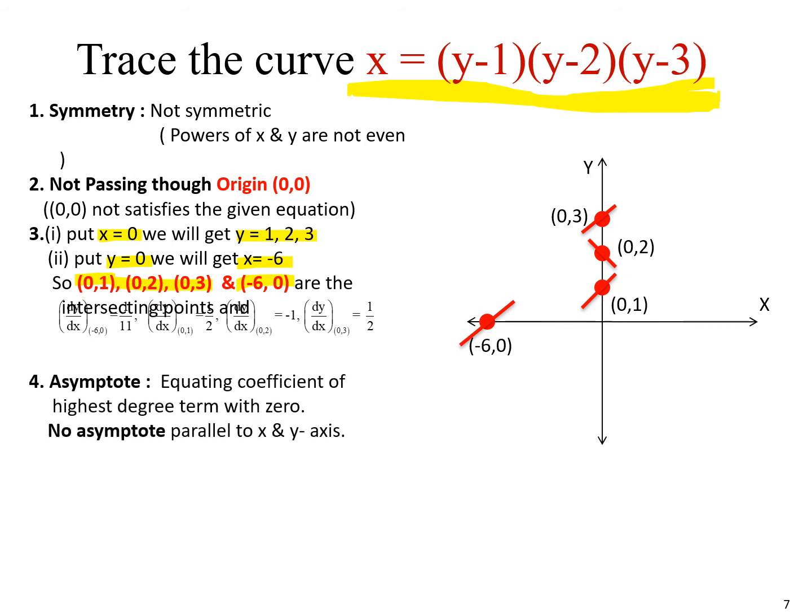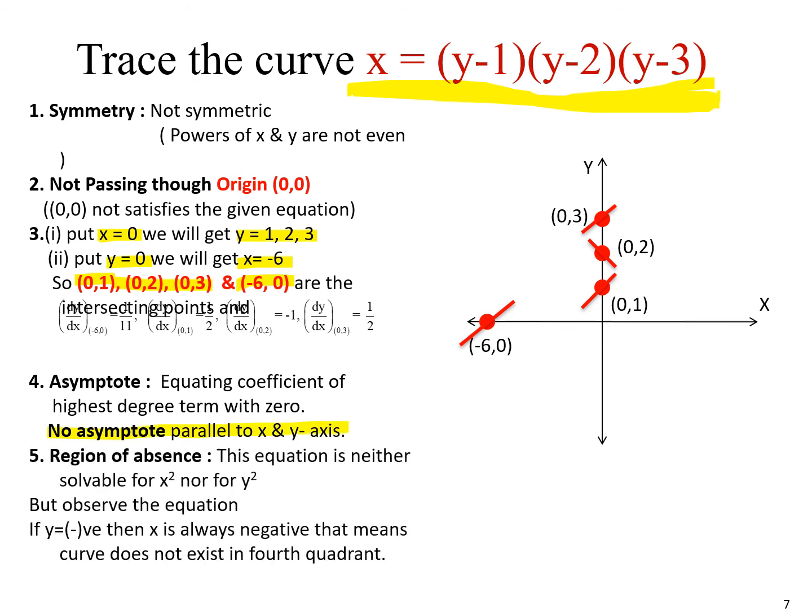Now come to the next, that is asymptotes. Here no asymptotes are there because the highest degree of x is 1 and its coefficient is also 1, which can't be 0. And the highest degree of y is 3, and the y cube coefficient is 1, which can't be 0. So we are not getting any asymptote at all for this equation. Now come to the last point, that is region of absence.